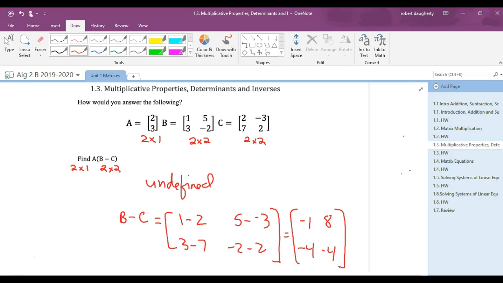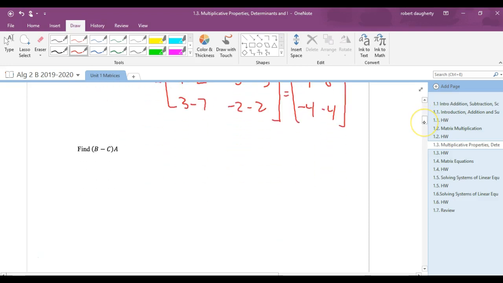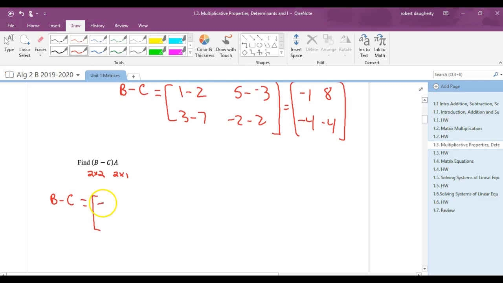Now let's look at the next one, which is B minus C times A. B minus C is going to be a 2 by 2. A is a 2 by 1. This can be done, right? And the result will be a 2 by 1 matrix. So B minus C, we just did that. B minus C is negative 1, 8, negative 4, negative 4. So that's B minus C.